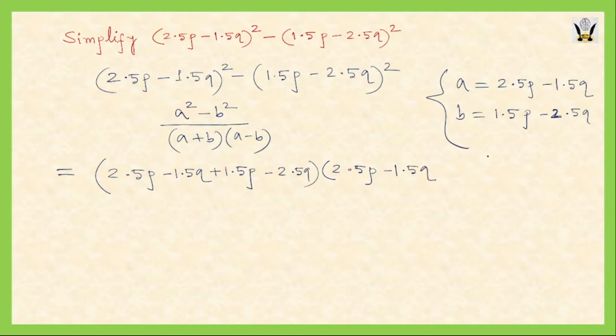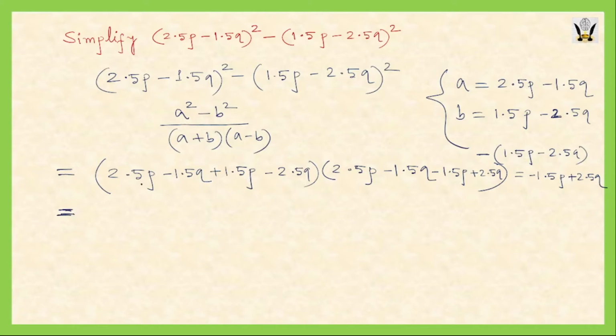So minus b means here it will be like this, minus 1.5p minus 2.5q. So it will be basically minus 1.5p and minus minus plus 2.5q. So it will be written as minus 1.5p and then plus 2.5q.